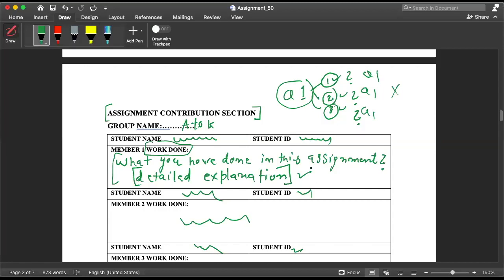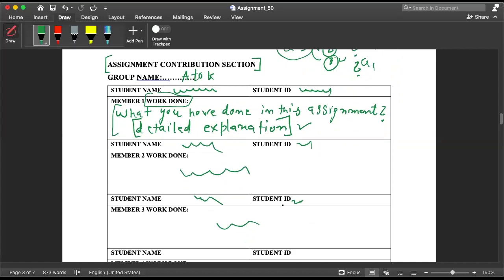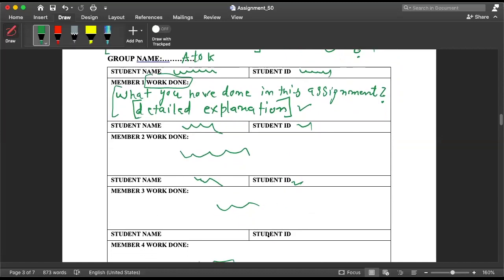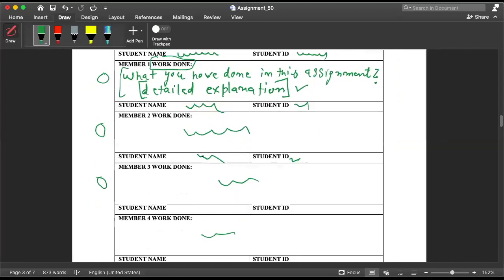So you have to provide me complete information on the work that you have done in this assignment. All right, so that's the meaning of assignment contribution. It's important. If you do not fill these columns, I may give you 0 marks. 0 for everybody. If you leave it blank and just simply write your name.